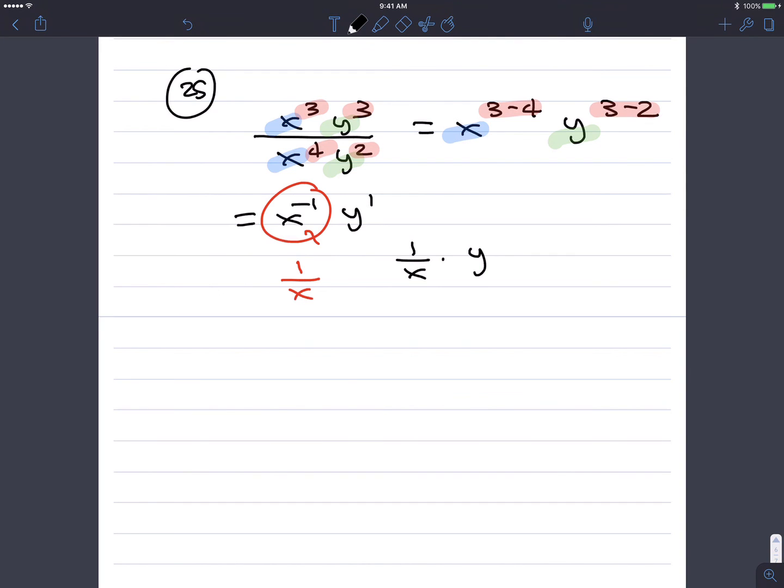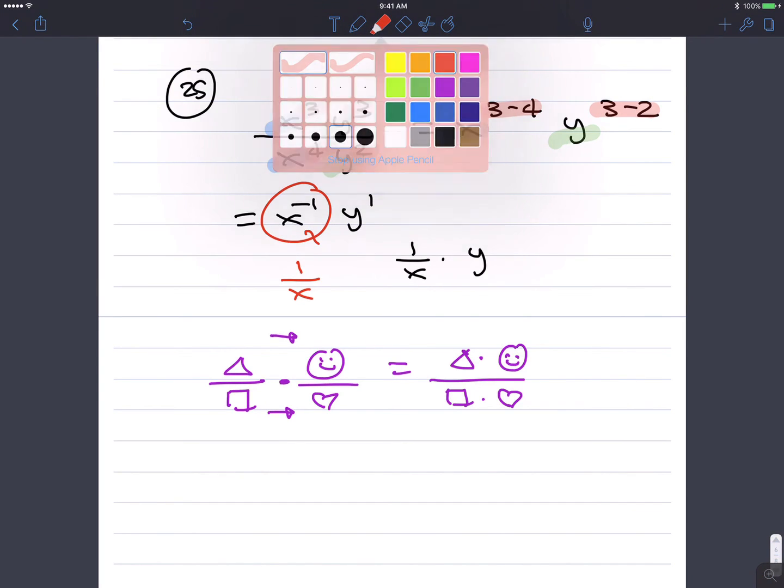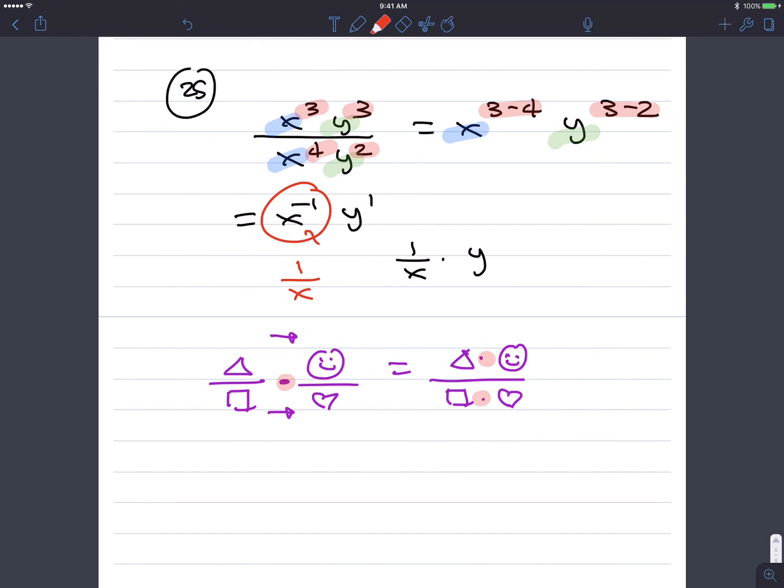Now I'm going to ask you guys to recall something important. Recall how to multiply fractions. Triangle over square times happy face over a heart. And we're going to multiply. You always multiply horizontally across. Triangle times happy face over my square times my heart. This is how we multiply two fractions. We multiply the numerators together and divide by the product of the denominators, and that's what you're looking at.